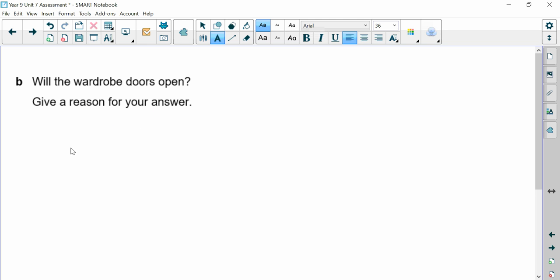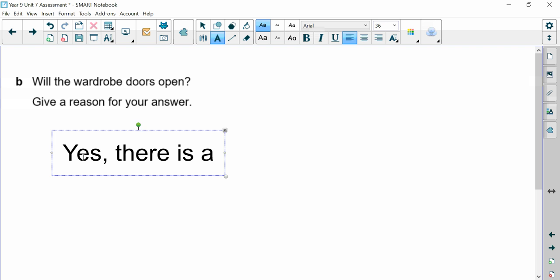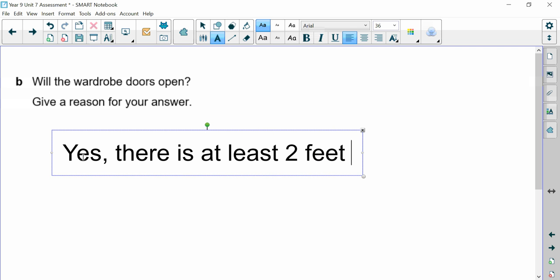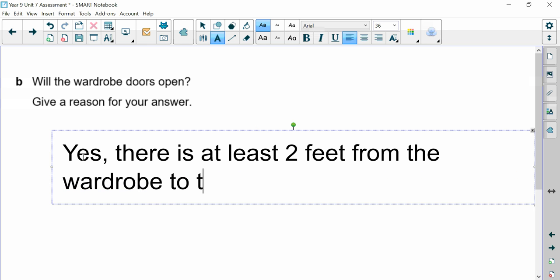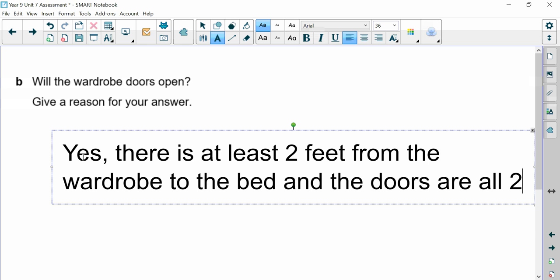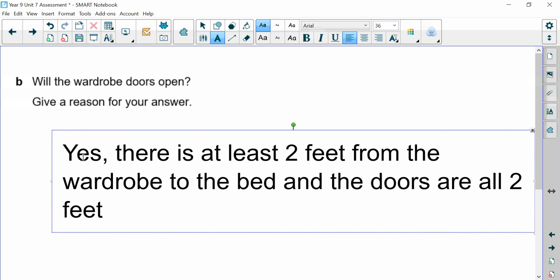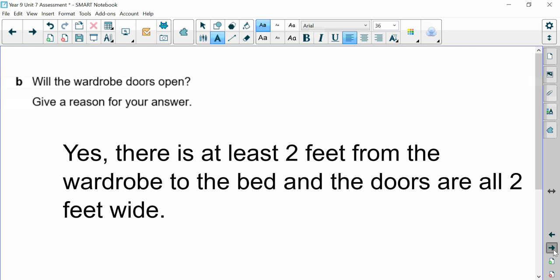So our wording, what we need to put here, is that yes, they will open, because there is at least 2 feet from the wardrobe to the bed. And then maybe a note that the doors are all 2 feet wide. Something like that. Okay, words to that effect will get you the marks there.